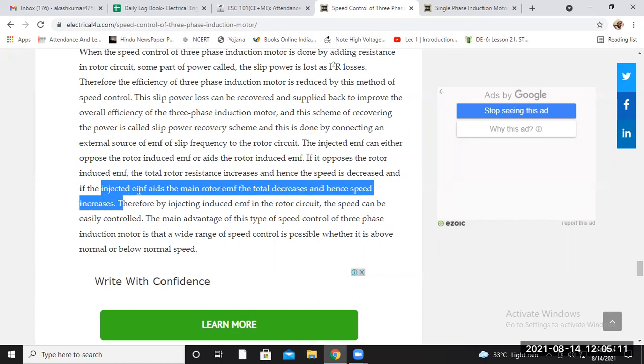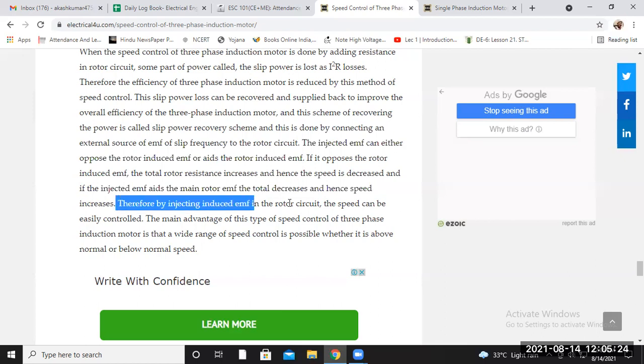That means if we add the EMF to the rotor part, then your resistance will decrease, and as a result the speed will increase. So therefore, by injecting induced EMF in the rotor circuit, the speed can be easily controlled.